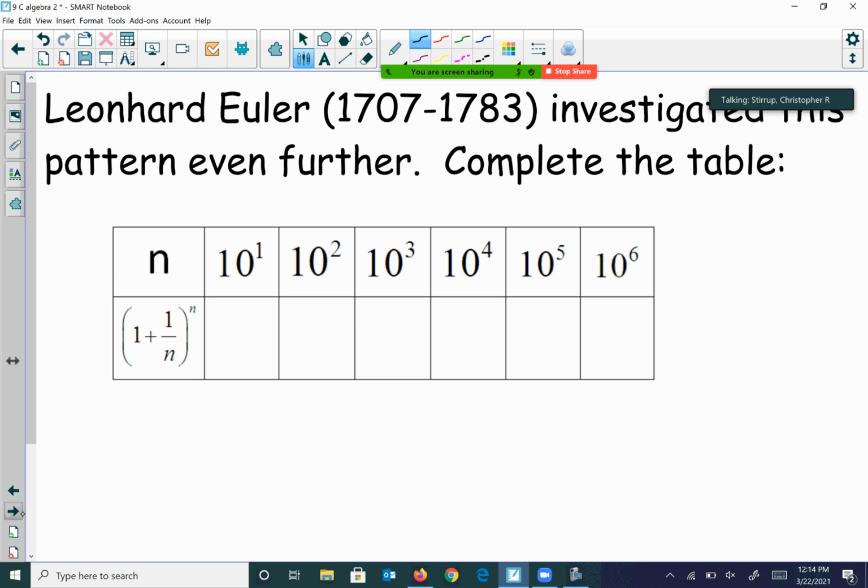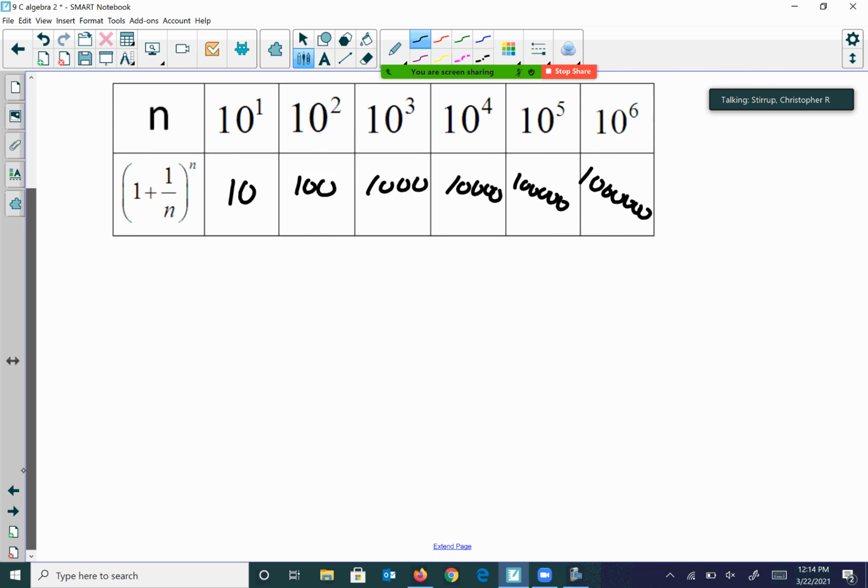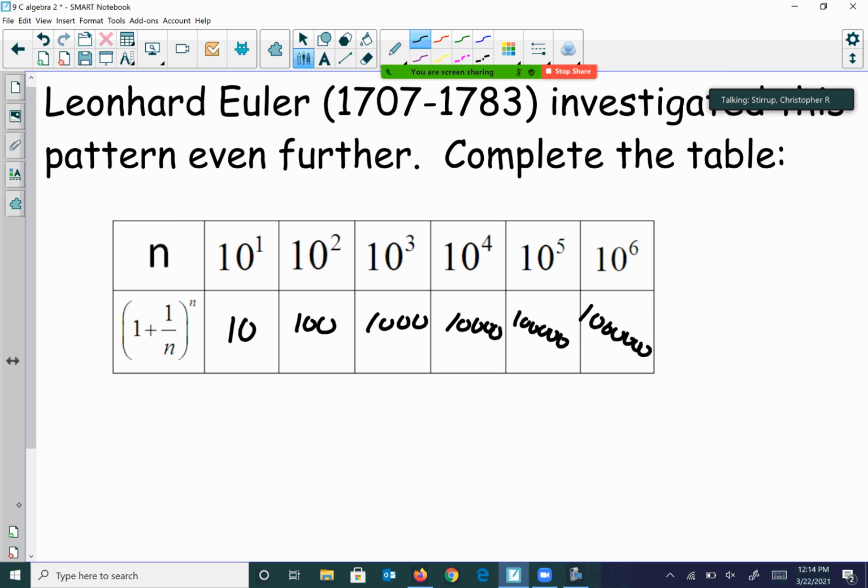So then Euler investigated this pattern even further, and realized 10 to the first is 10, 10 to the second is 100, 1,000, 10,000, 100,000, million, and so on and so forth. So basically, he was just deciphering what was happening as I grew numbers and raised them.